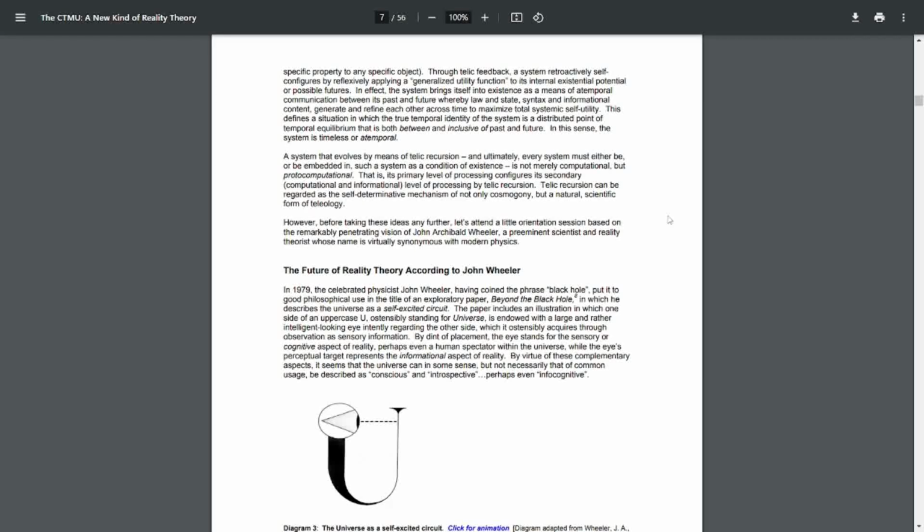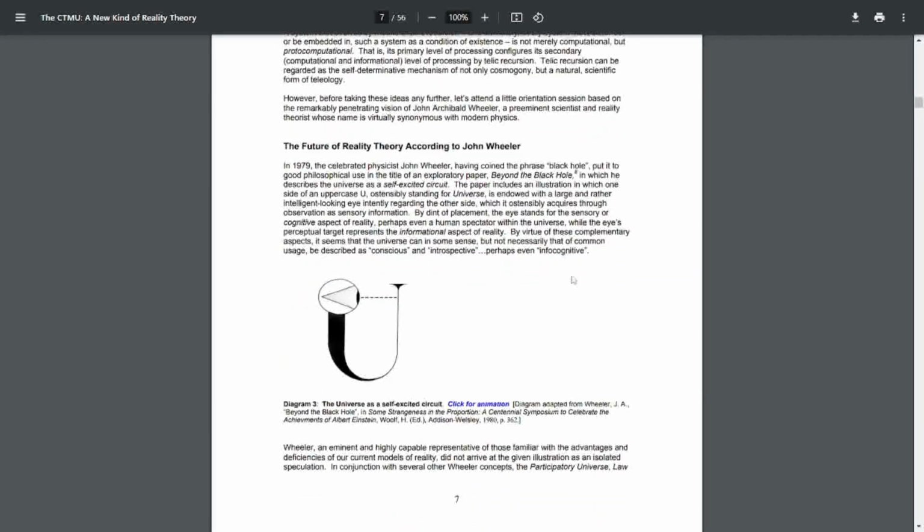A system that evolves by means of telic recursion, and ultimately every system must either be or be embedded in such a system as a condition of existence, is not merely computational, but proto-computational. That is, its primary level of processing configures its secondary computational and informational level of processing by telic recursion. Telic recursion can be regarded as the self-determinative mechanism of not only cosmogony, but a natural scientific form of teleology. However, before taking these ideas any further, let's attend a little orientation session based on the remarkably penetrating vision of John Archibald Wheeler, a preeminent scientist and reality theorist whose name is virtually synonymous with modern physics.